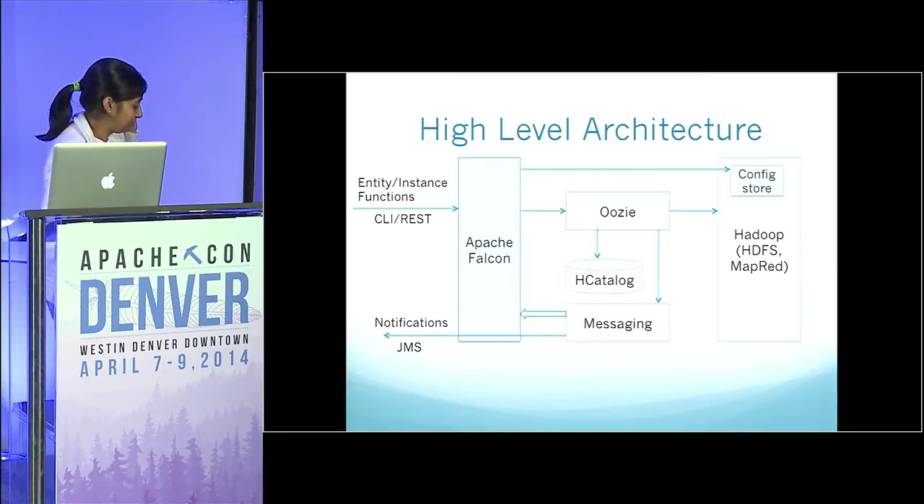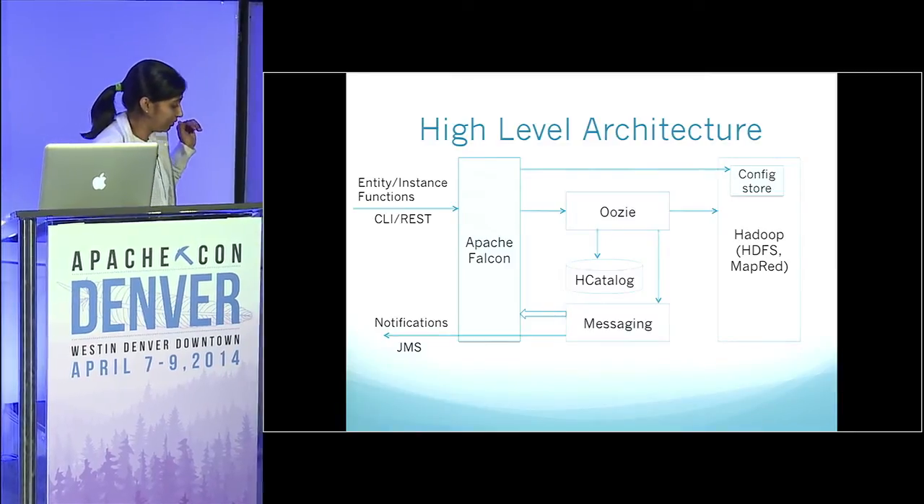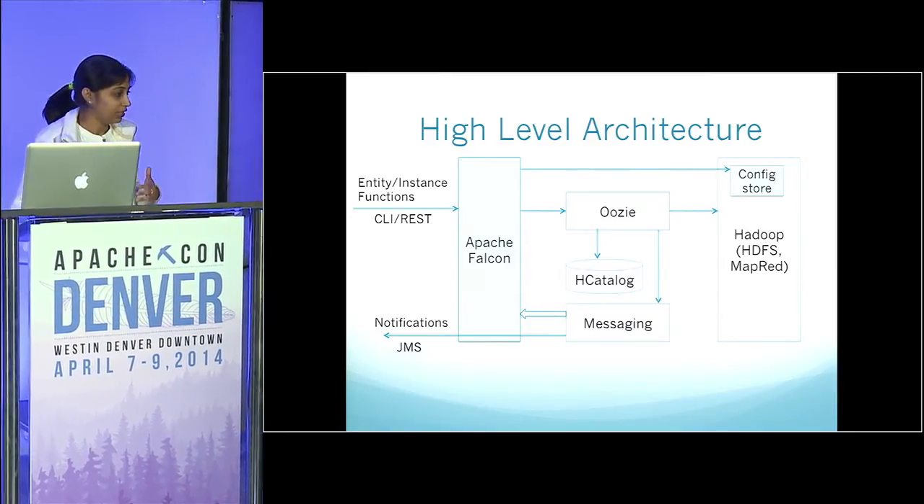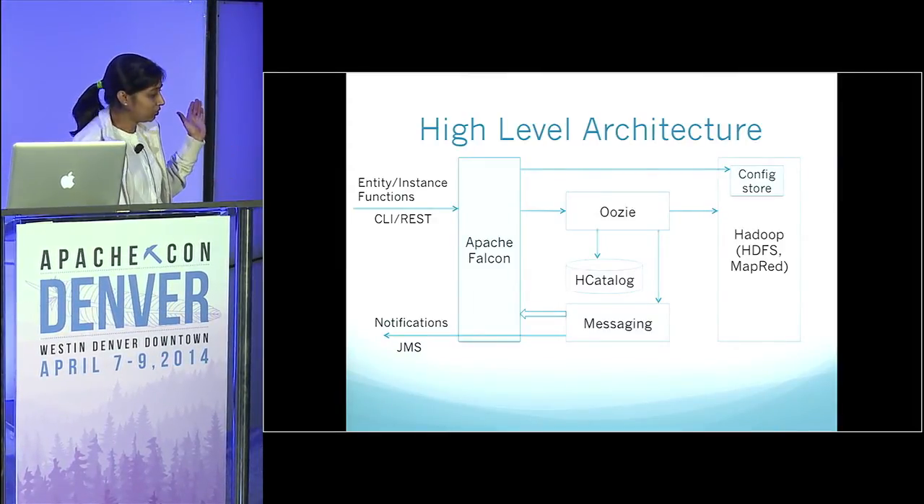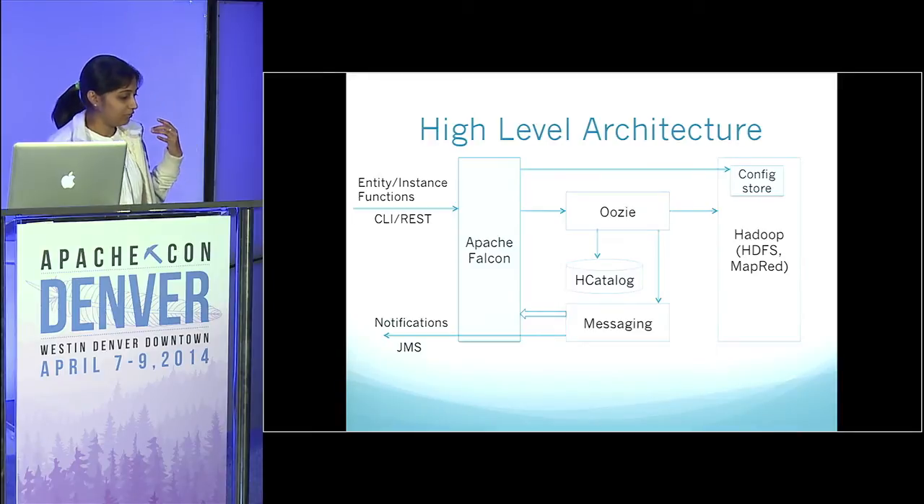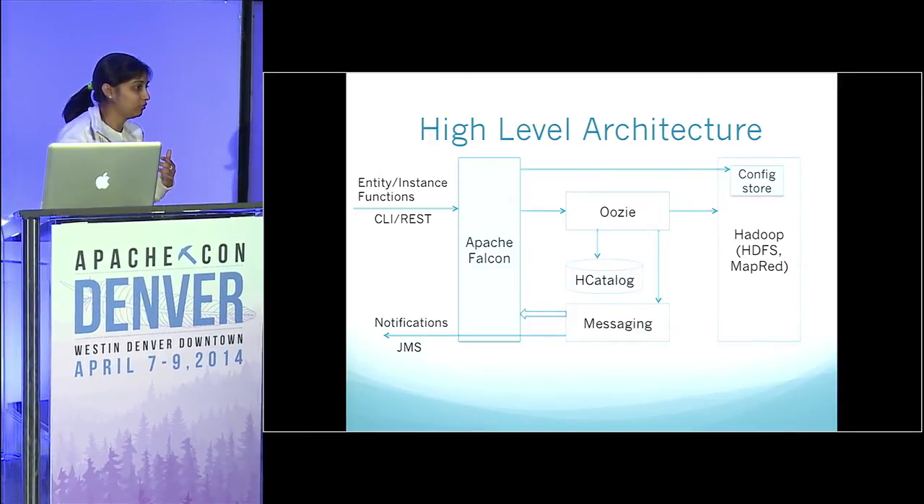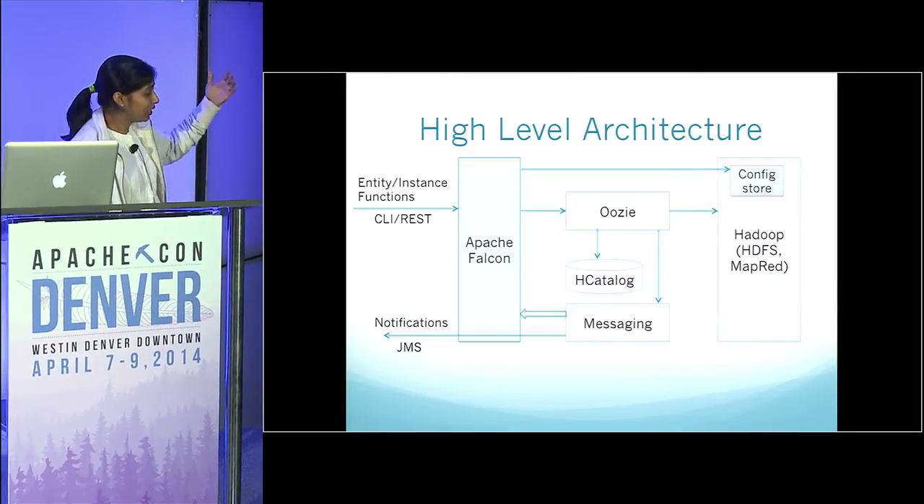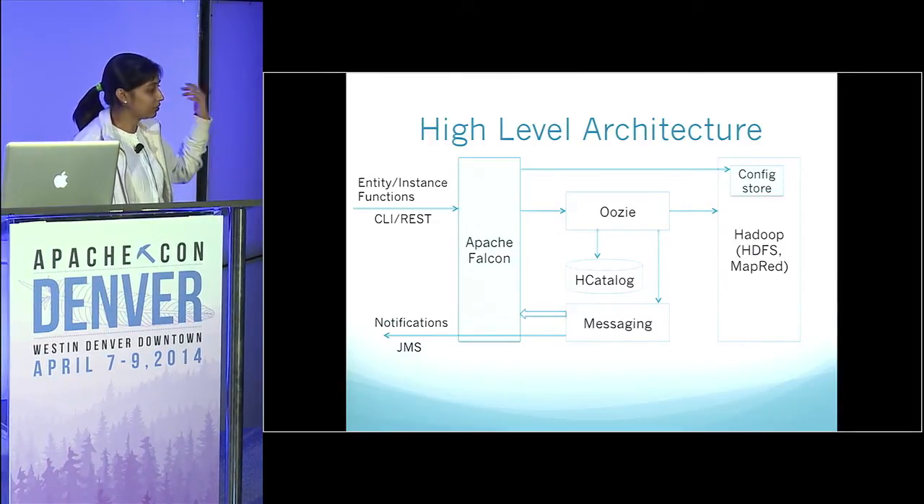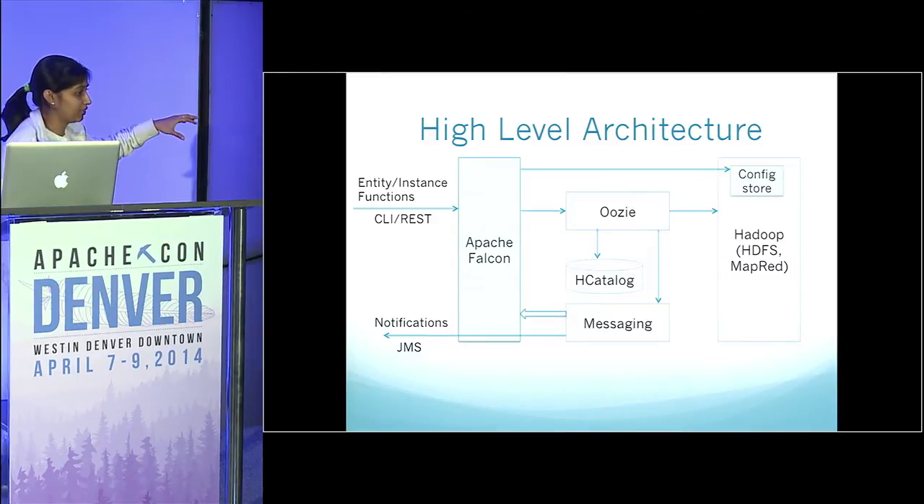In addition to orchestrating the different entity life cycles like retention, replication, or a process, it also customizes the workflow with a pre-processing and a post-processing step, which is used by Falcon internally for retries and for late data handling. So as part of the post-processing of the workflow, it sends out JMS messages, which Falcon listens on, and it does the retry in case there are failures.